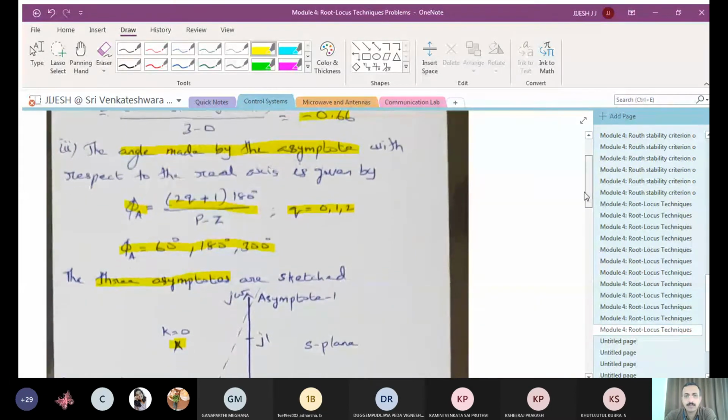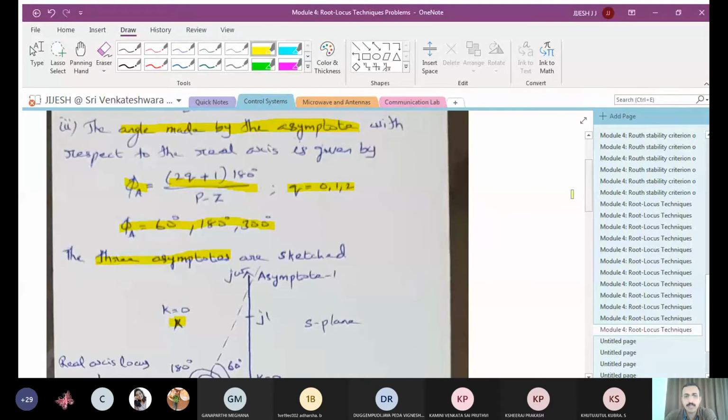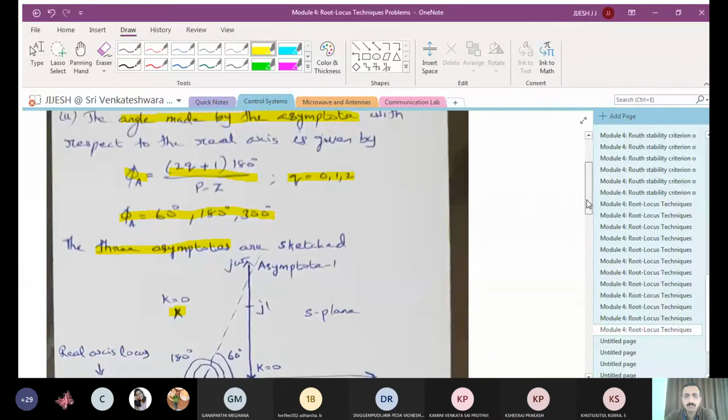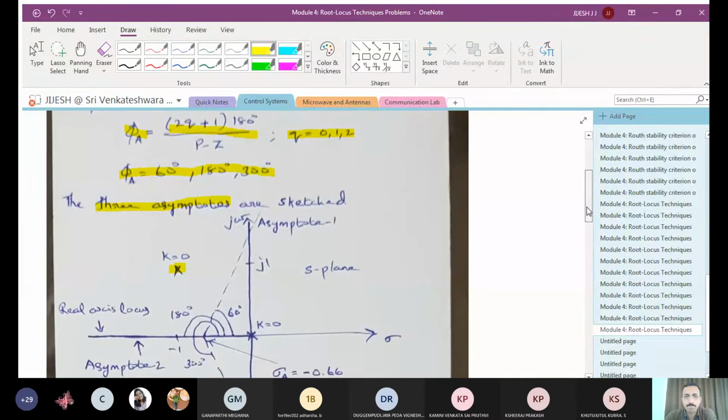So all of you can complete that plot for asymptotes. You have the angles 60, 180 and 300. So plot it and complete it. You have asymptote 1, asymptote 2 and asymptote 3. You can see that the centroid is plotted at minus 0.66, that is sigma A.